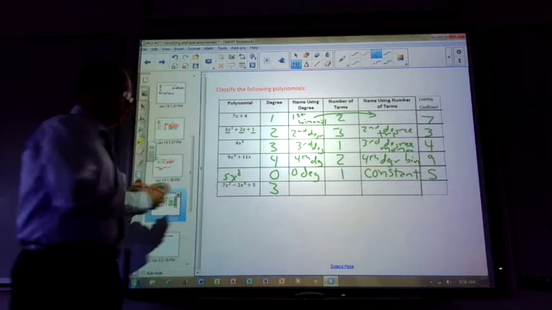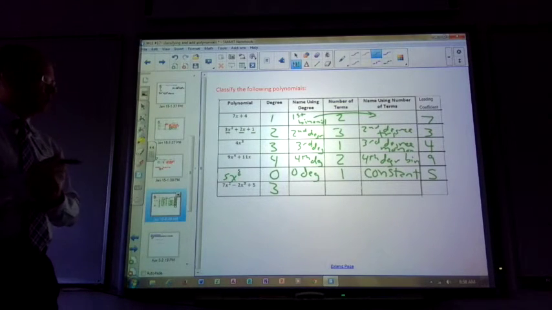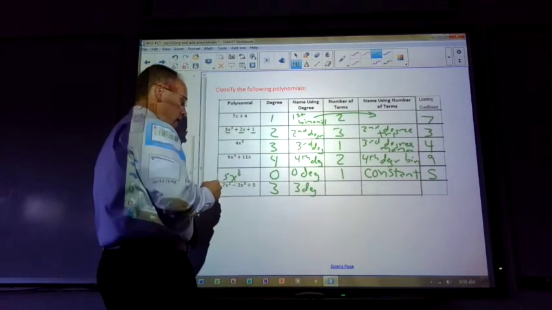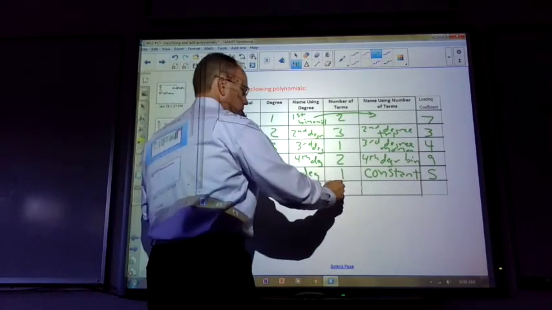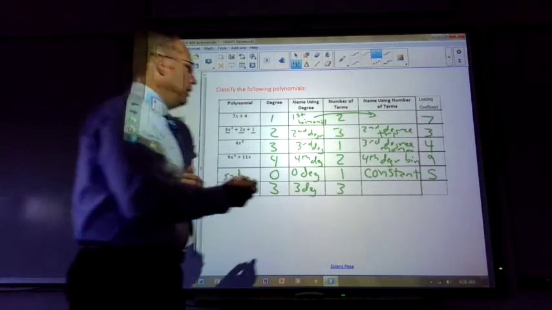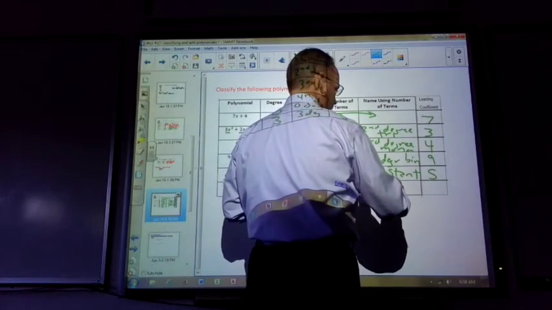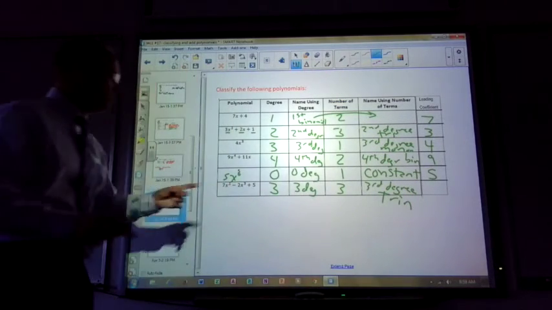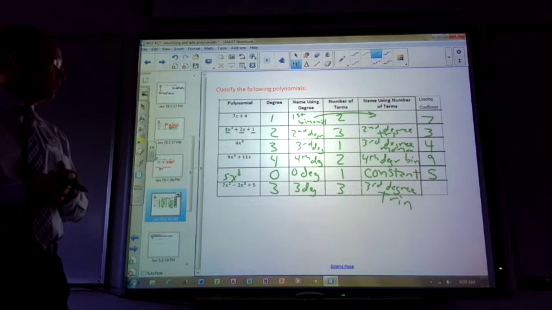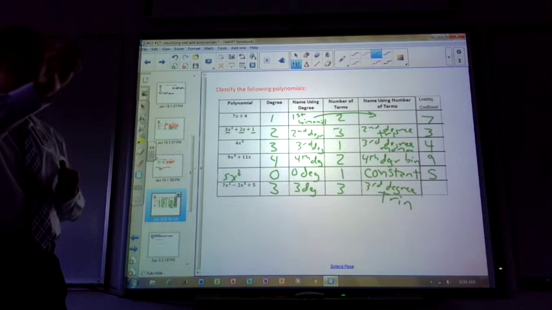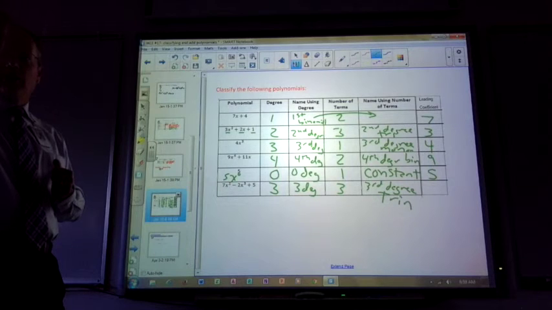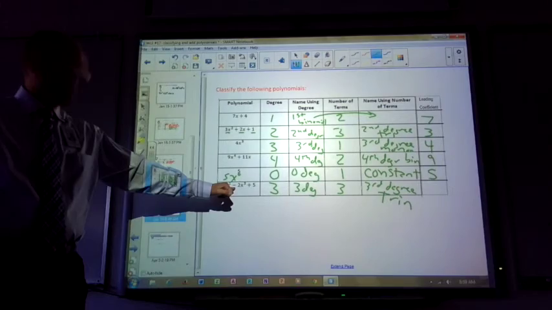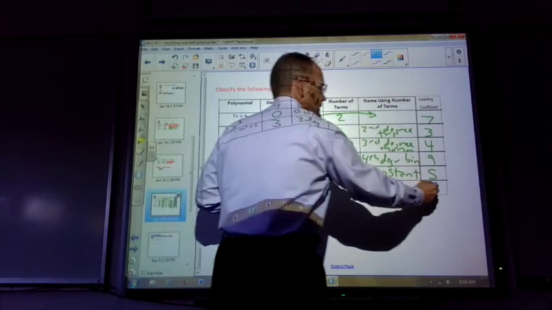Can you read whatever the base of the exponent is? This last one is third degree. How many terms? 3. It is a third degree trinomial. What is my leading coefficient? It's a trick. 2. Wait. Almost. 5. No. 7. I like the 2. Five. Negative 2. There you go.